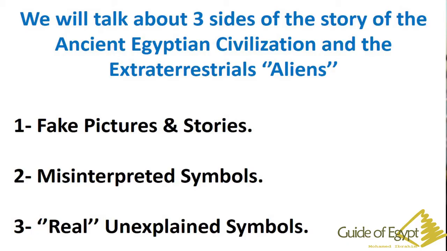The first side we will talk about is fake pictures and stories, and we are very sure about it because we know the original shape of the picture and the story, and we know if someone changed or enhanced it somehow. The second side of the story is the misinterpreted pictures and symbols. The third part is what I call real symbols but unexplained.